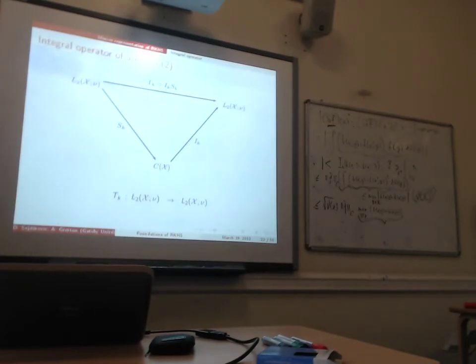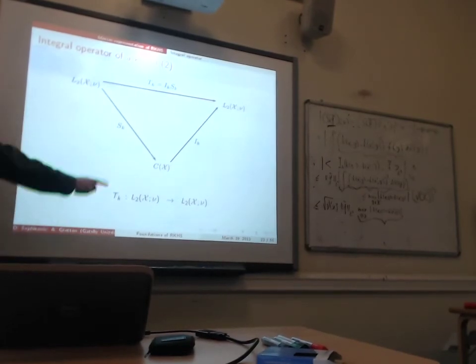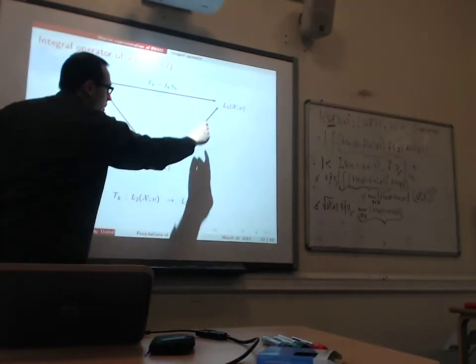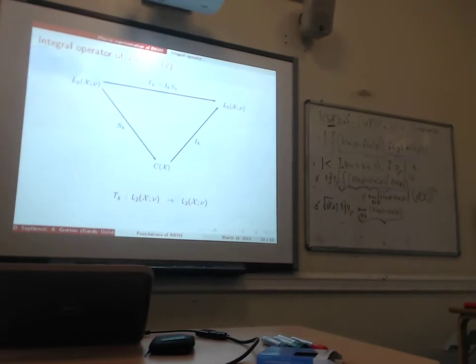And so what do we have so far? We have this S_K operator that sends L2 to the class of continuous functions. We have the inclusion, and we have the integral operator, which is T_K, which is an operator in L2. So it sends L2 to L2. Why is that useful?